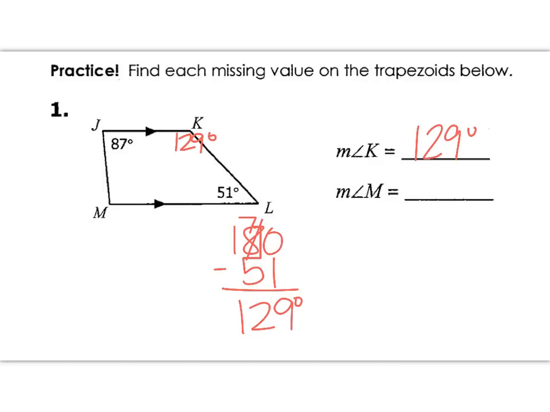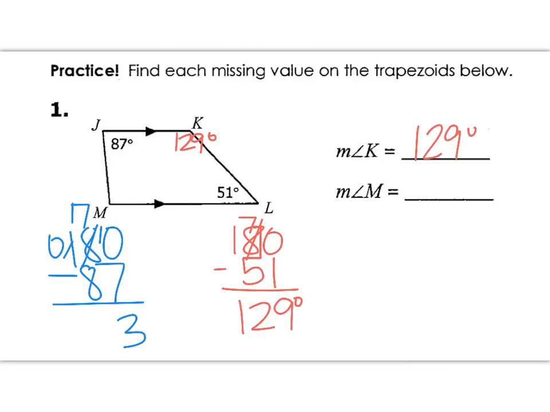Now, we also know angle J and angle M are supplementary. So in order to find angle M, 180 minus 87. Let's do our subtraction here. And we get 93 degrees. So the measure of angle M is 93 degrees. This is why it's important to know our properties and know what makes a non-isosceles trapezoid a non-isosceles trapezoid.